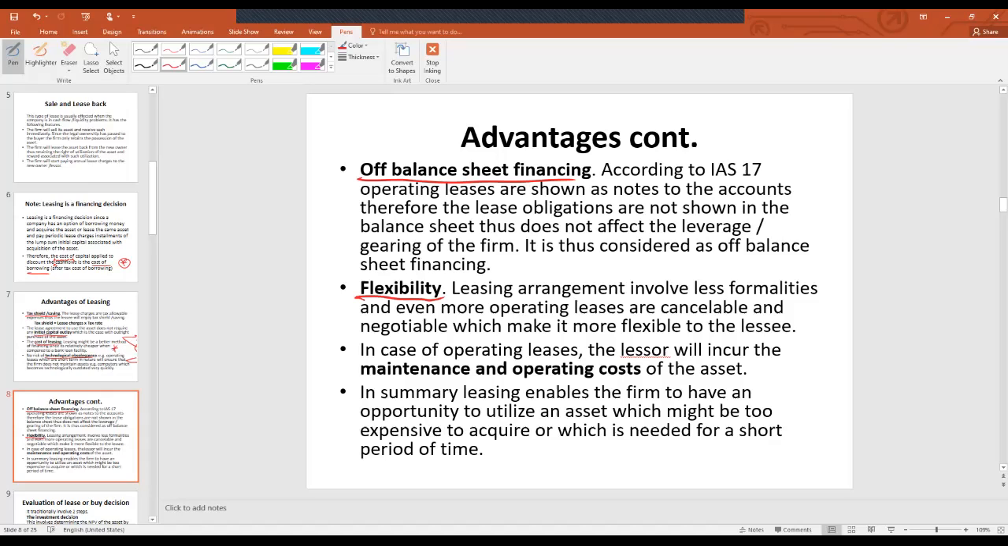And also, it is a bit flexible, especially in the case of an operating lease, in that you may decide to tweak the terms of the contract. You can't do so in case this is your own asset, where you have the asset with you.